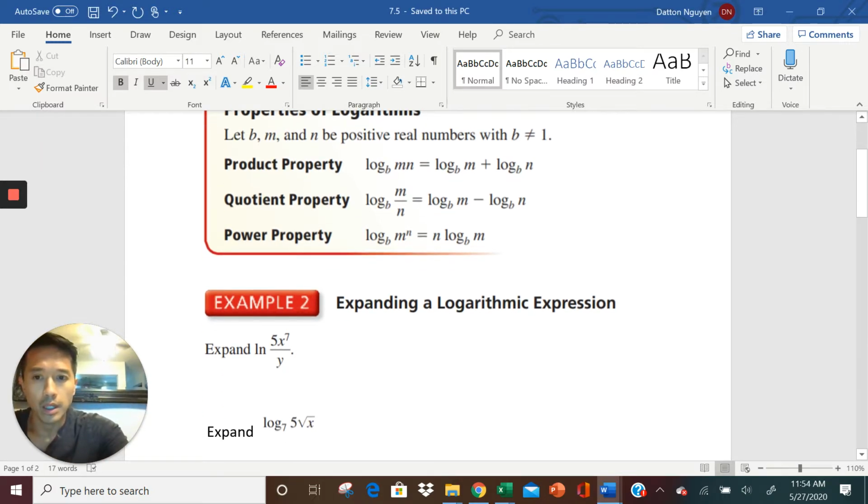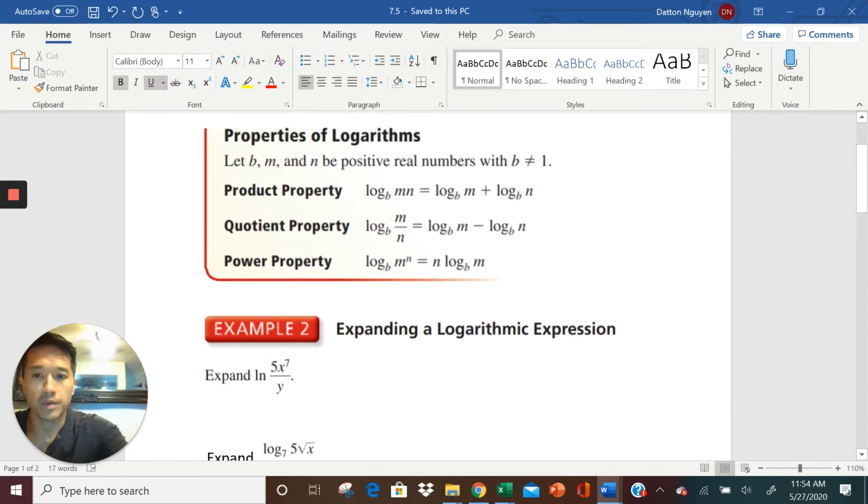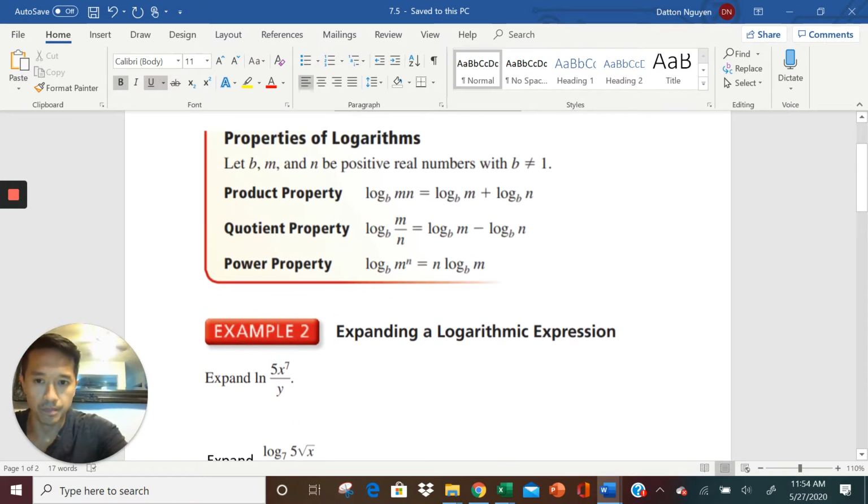So here I have 2 examples of expanding a logarithmic expression. Okay, so you're not going to solve anything. What you're going to do is expand using the properties here. So I have the natural log, ln, of 5x to the 7th power divided by y.